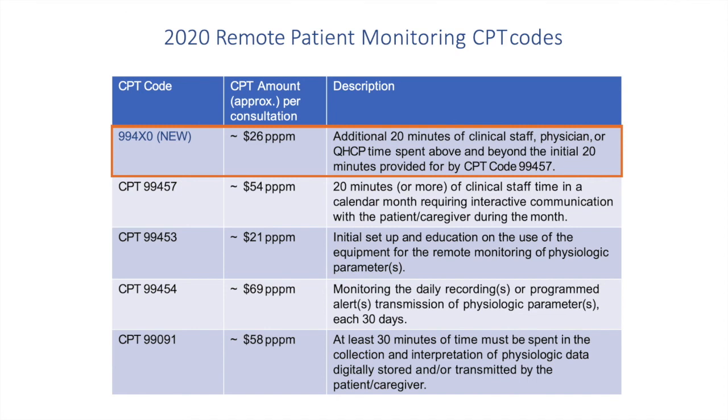The other codes that we support are the 99457 and 99454 codes. So in order to bill for 99457, it requires a provider or clinical staff to review the health data transmitted through the RPM device for at least 20 minutes per month. Any additional 20 minutes can be covered using the new CPT code 99458.